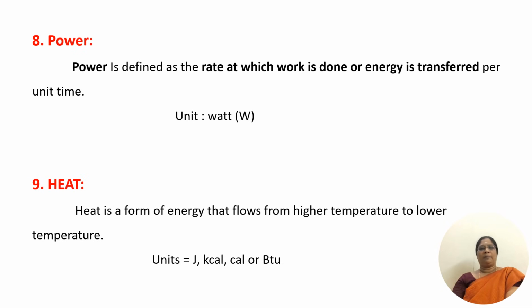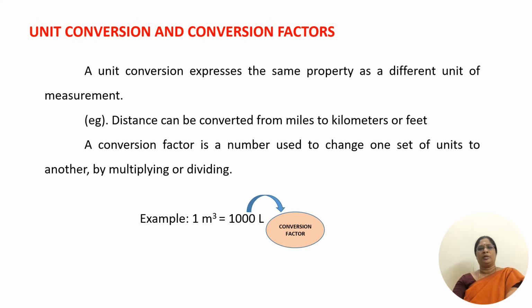The next one is power. Power is defined as the rate at which work is done or energy is transferred per unit time. The unit of power is watt. Next is heat. Heat is a form of energy that flows from higher temperature to lower temperature. The different units of heat are joule, kilocalorie, calorie, or British thermal unit, which is represented as BTU.